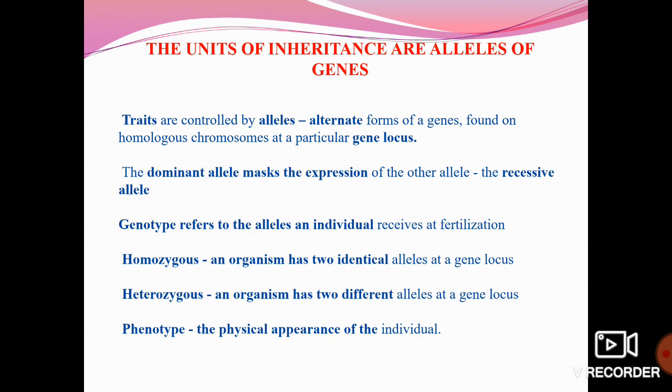As for example, the gene for human body color, dark brown, yellow, white, is located in the 13th chromosome, and it has a certain locus.